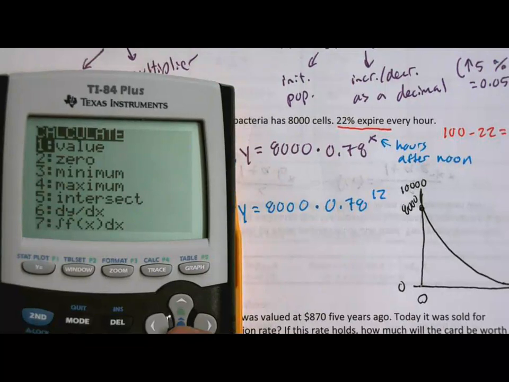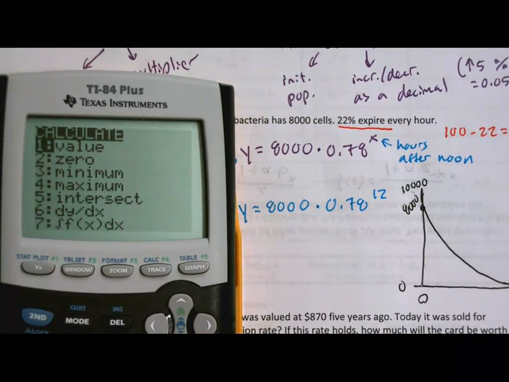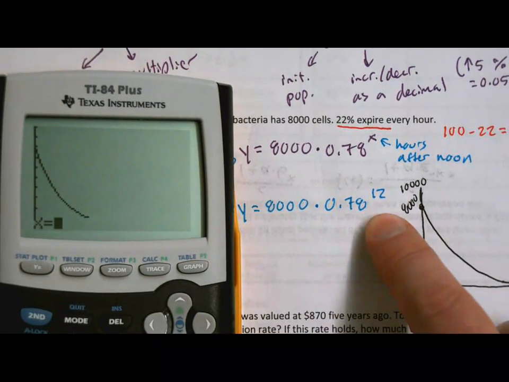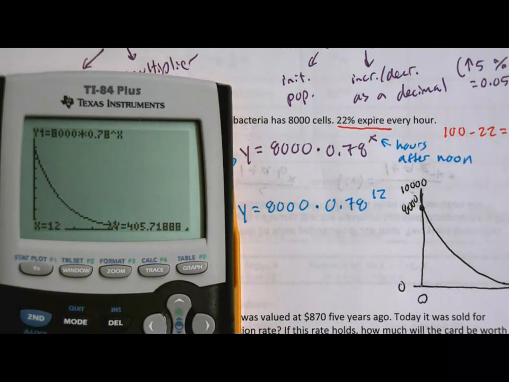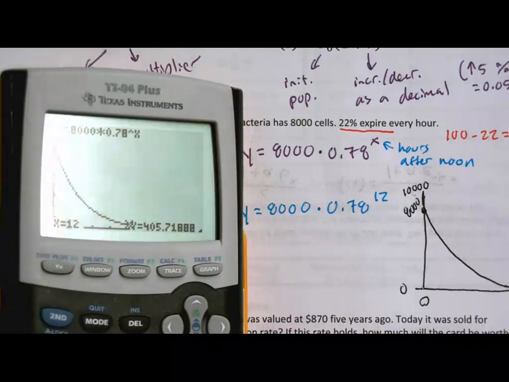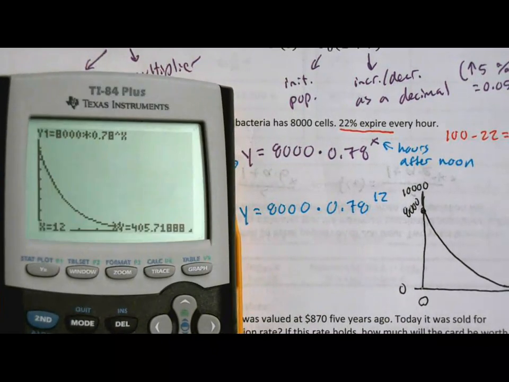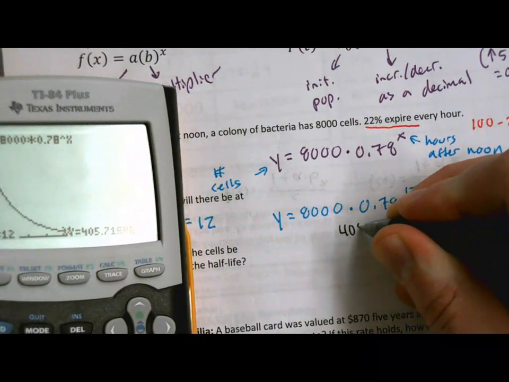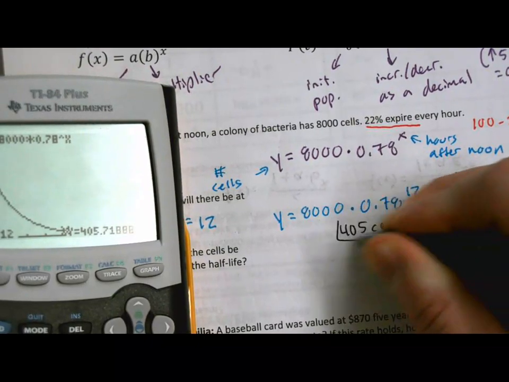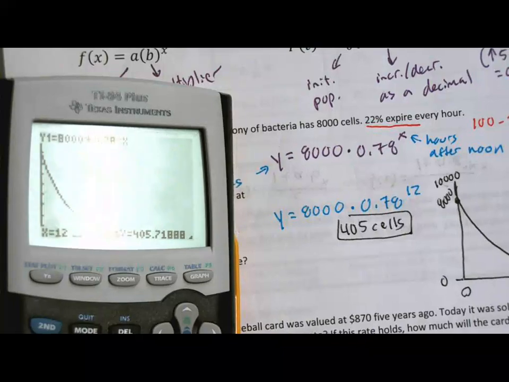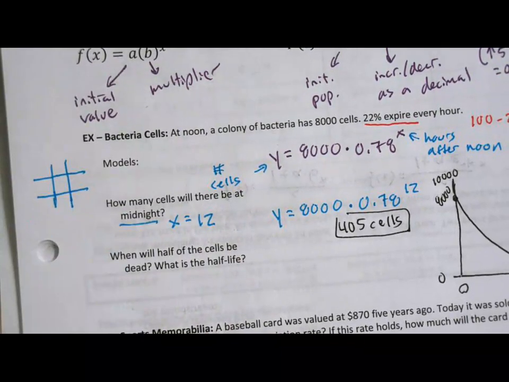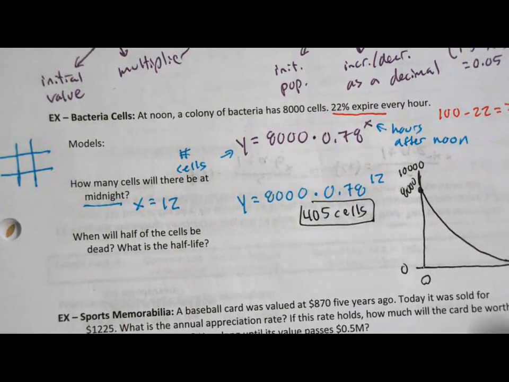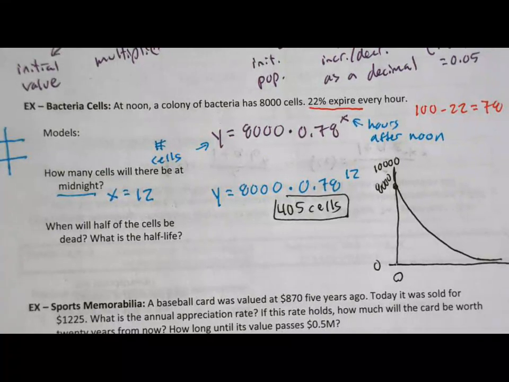That second calc value. So go to your calculate menu, choose that first option. It's going to ask you what x value you're interested in. I'm interested in an x value of 12. Looks like about 405 cells. Cool. All right. Questions so far?